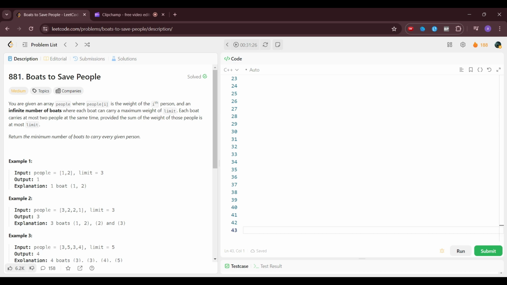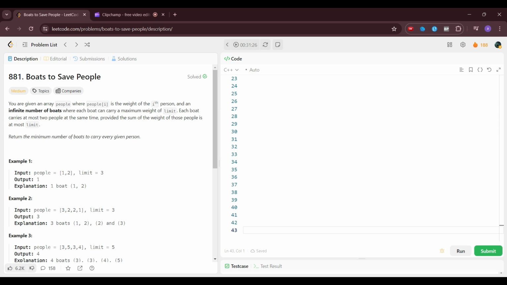Suppose let us take one particular example where we have 1 2 and the limit equal to 3. Now there are two conditions. One condition is that each boat can carry at most two people. That means it can carry one or two people. These are the two possibilities. And one more thing is that the sum of the weights of the people present in the boat should always be less than or equal to limit.